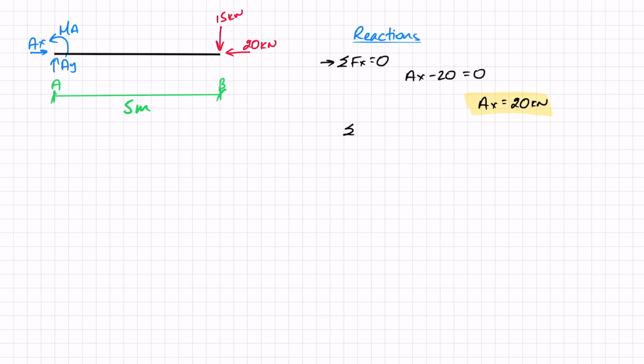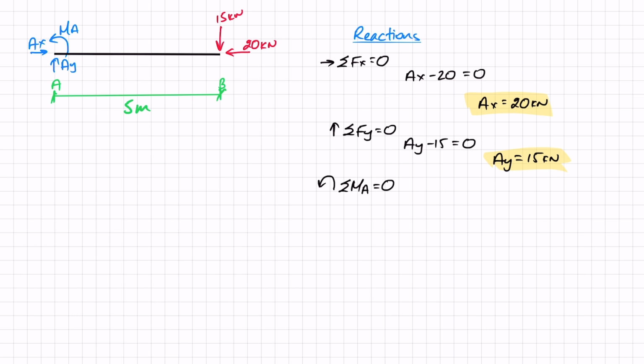If I then move on to write sum of forces in the y direction, with this being my positive direction, I get AY minus 15 equals 0, and so AY equals 15 kilonewtons. And the last thing that I'm going to write is sum of moments. I'm going to do them around A equals 0, with this being my positive direction.